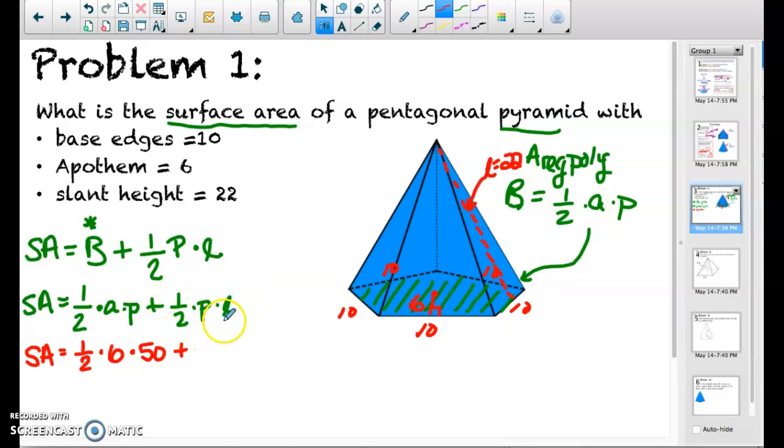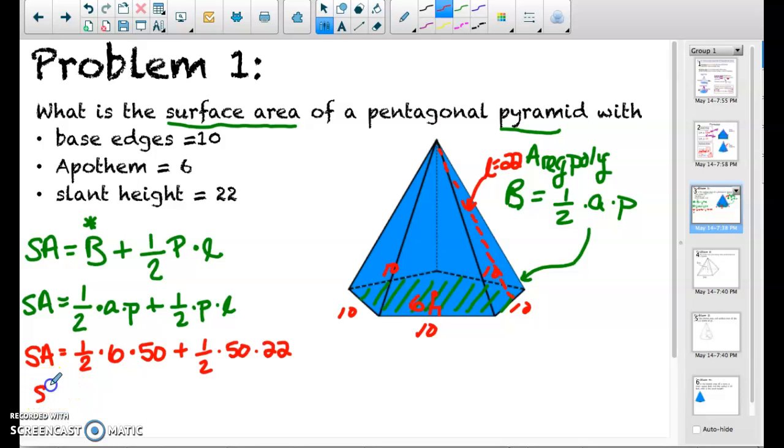Now this is my lateral area, remember. My 1/2 times perimeter of my base, again, is 50, times that slant height that they gave me. They gave me slant height here is 22. So I'm going to plug that in. And now this is just a simple calculation on the calculator.